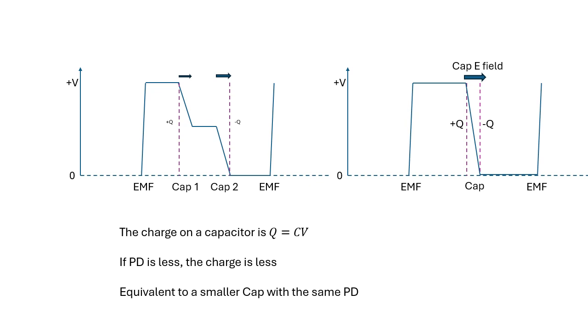It's rather like if you had a single capacitor on the right-hand side and then you increased the distance between the plates. That would decrease the capacitance and weaken the electric field inside it. So we have a smaller electric field.